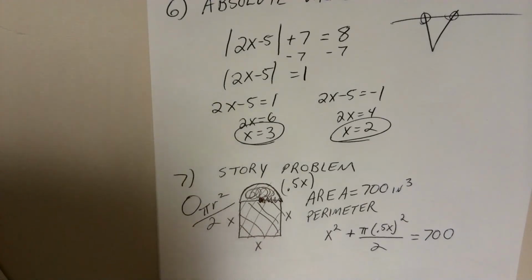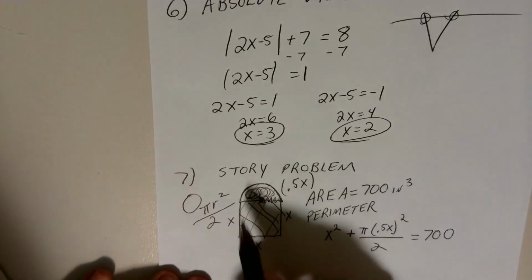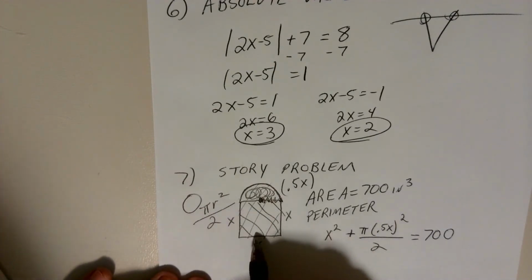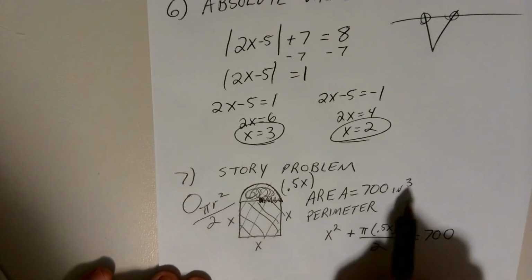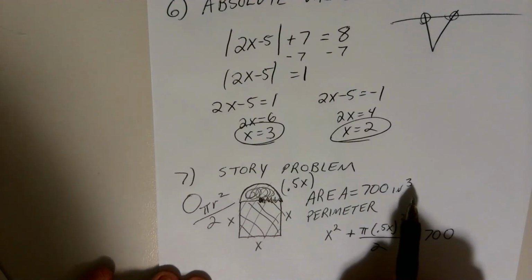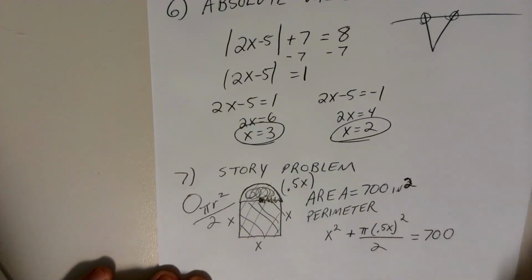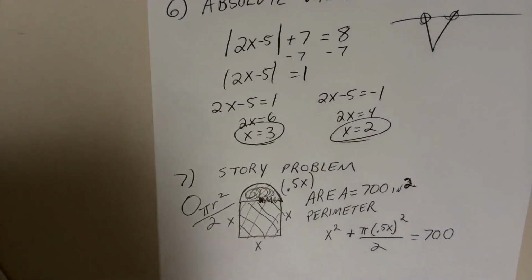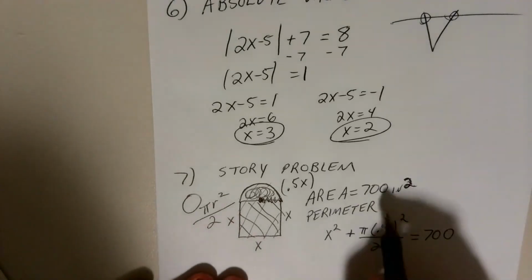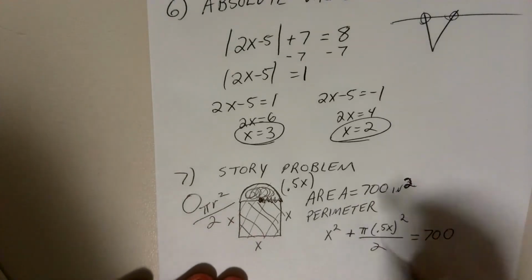Okay? So one more time. I had a semicircle on top of a square. I knew that the area was 700 cubic inches. Sorry, 700 square inches. Some of you are probably laughing at me. Again, this is late at night, trying to do these while dealing with all kinds of other stuff at home. So the area is 700 square inches, and I'm trying to find the perimeter.